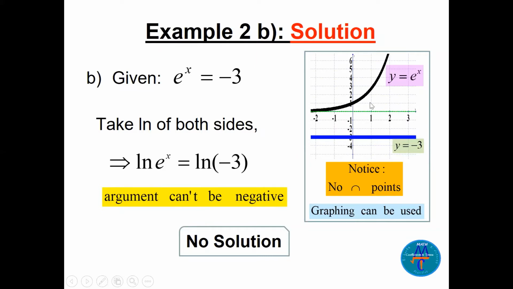In this box here, you can see another way to solve this. You can take e to the power x as a function, and then you graph it. See the black one, increasing. You can take this as another function, y equals minus 3, and then you graph it. y equals minus 3 is a horizontal line. See, there is no point of intersection. No point of intersection means no solution, no points in common.